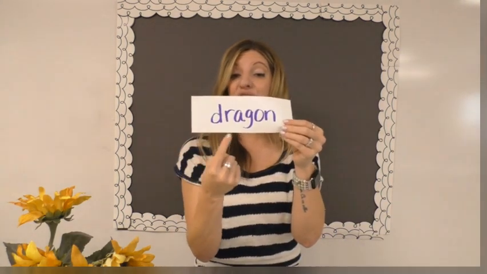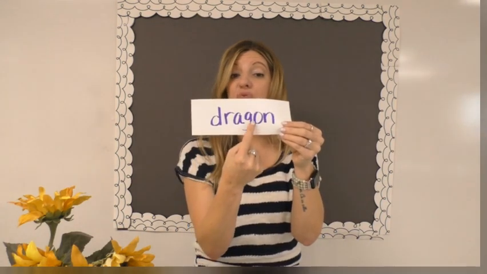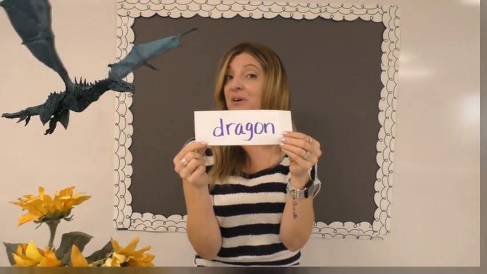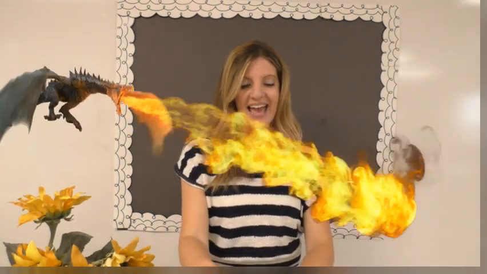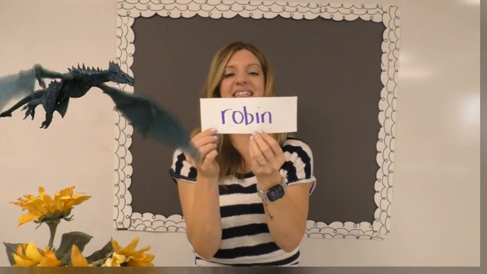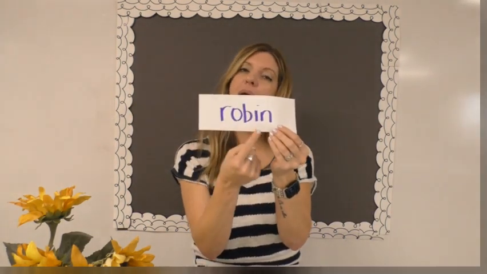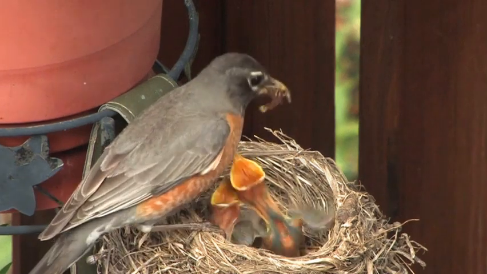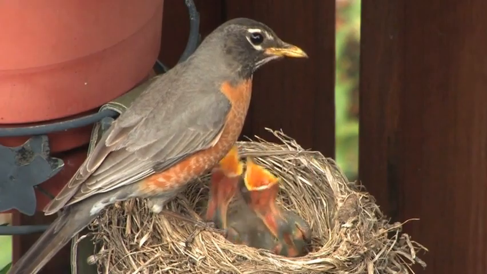Okay, how about this one? This could be dragon, or it could be dragon. Which one have you heard before? Dragon. And our final word is robin or robin. You got it. The robin built a nest in my tree.